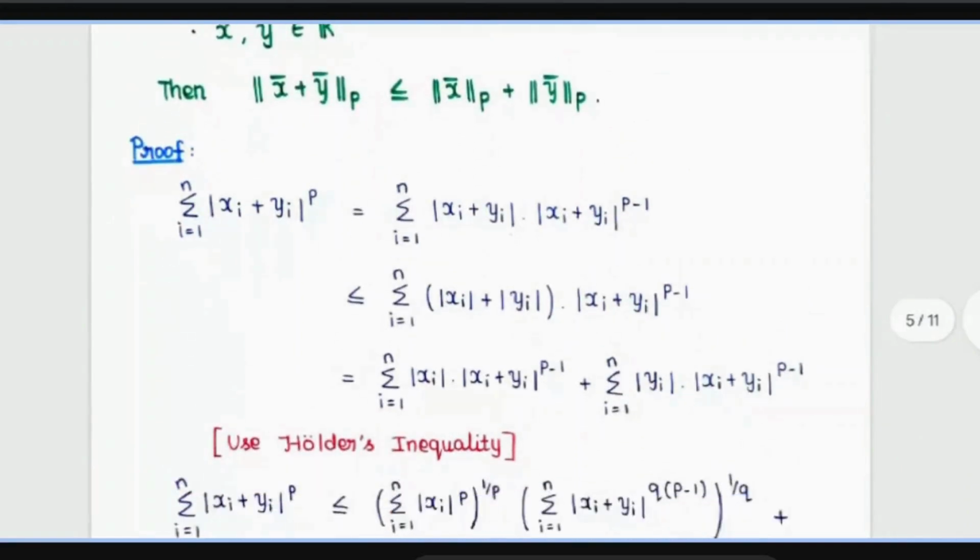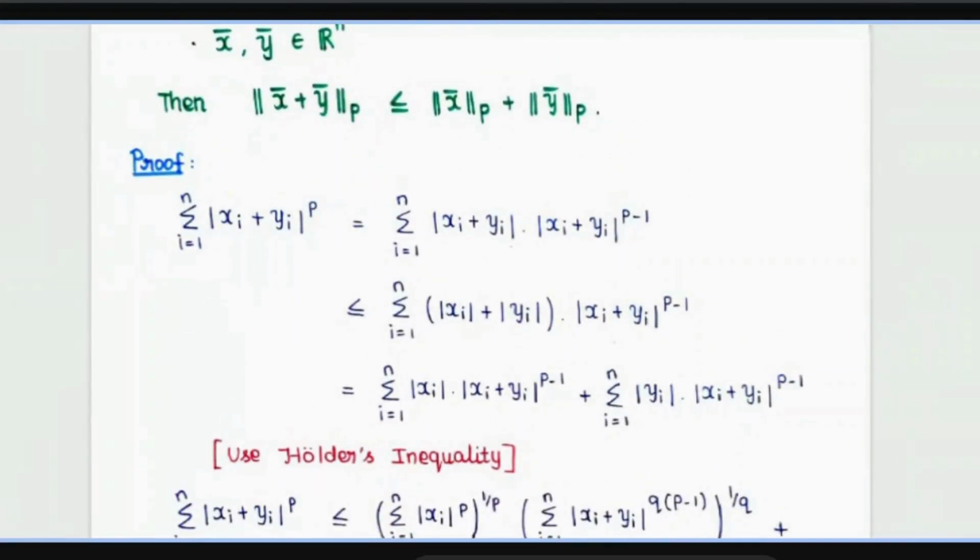To prove this, let's consider the summation of |xi + yi|^p, and write |xi + yi|^p as |xi + yi| times |xi + yi|^(p-1). And we know for this |xi + yi|, we can use the modulus property that it is less than or equal to |xi| + |yi|.